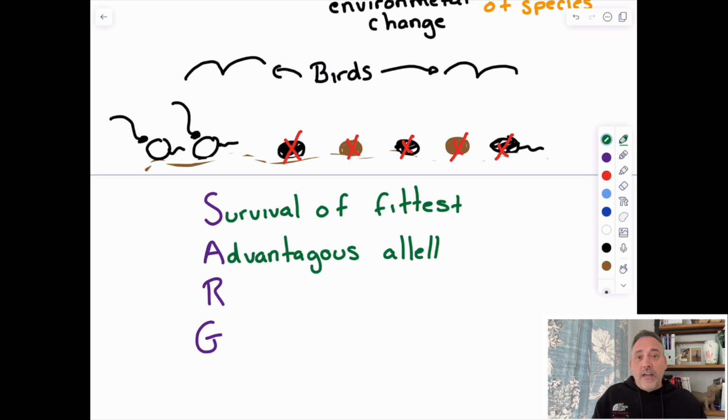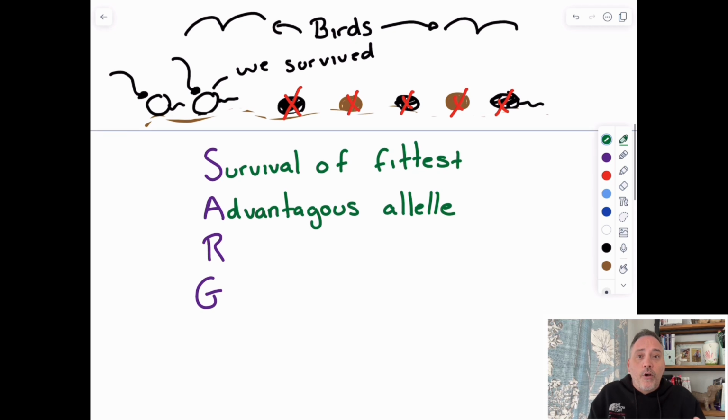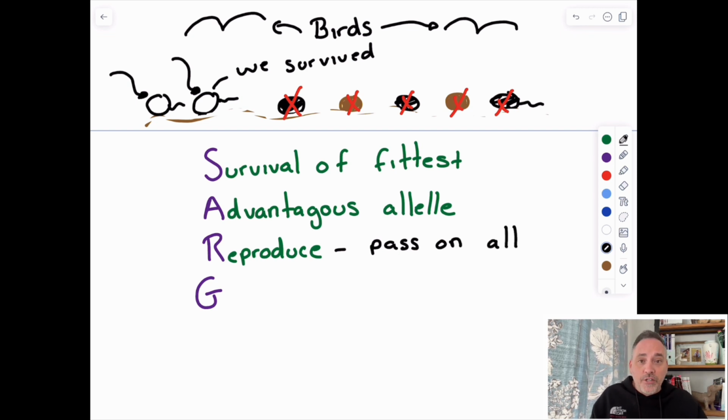Now, because we've got that advantageous allele, the others will possibly die out. They'll struggle to survive because of that selection pressure. The ones which have the advantageous allele will reproduce. There's your R. They'll pass on their alleles to their offspring, so their offspring will also have the allele for white fur. That again will increase their chances of survival in the snow. They're less likely to be picked off by the predators because they'll be camouflaged.